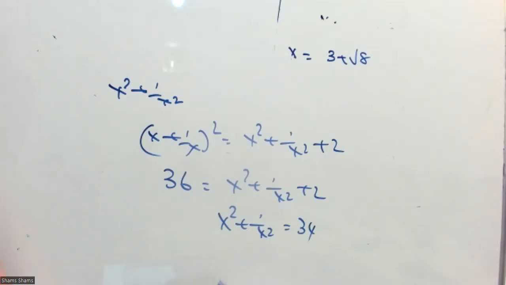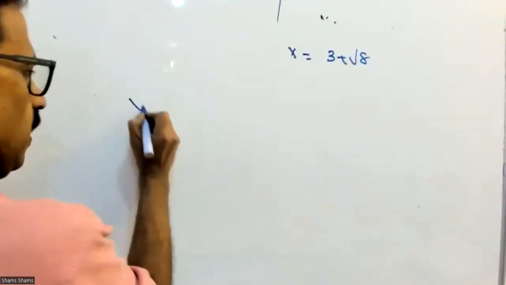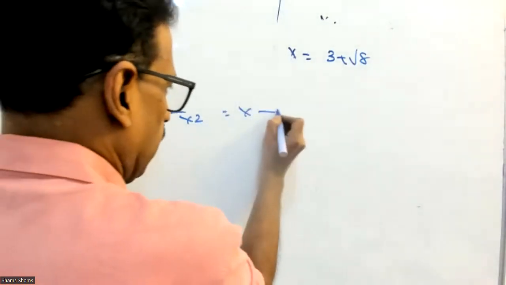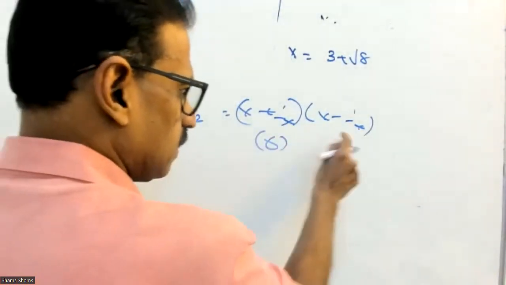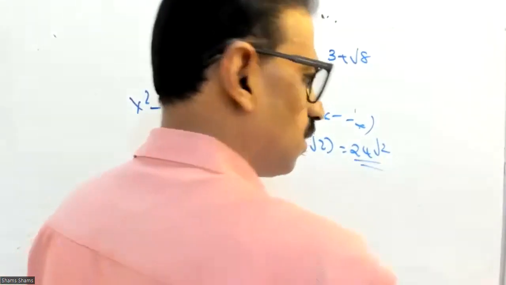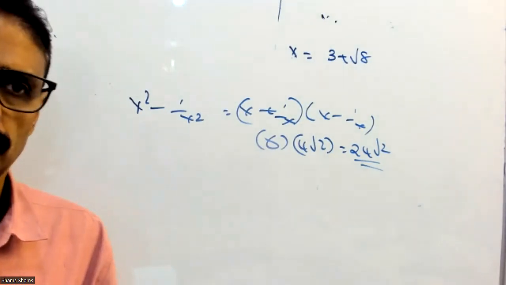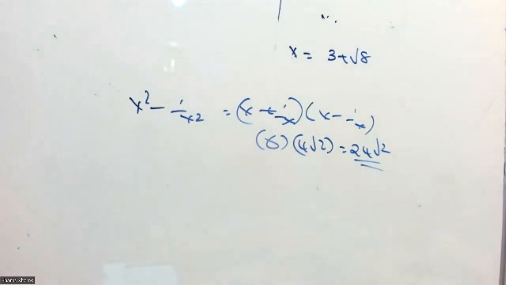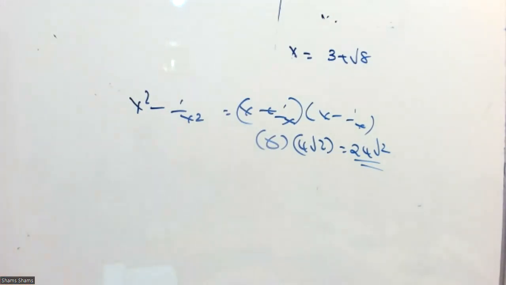Next one. So next one is what? x square minus 1 by x square equals x plus 1 by x into x minus 1 by x, right? This is 6, right? This is 4 root 2, right? 24 root 2. Maybe you got something like 12 root 8. That's also correct, but you can make it, root 8 is 2 root 2. Next is what? You have to correct it. But will they give marks if you have 12 root 8? Yeah, maybe. Final answer.